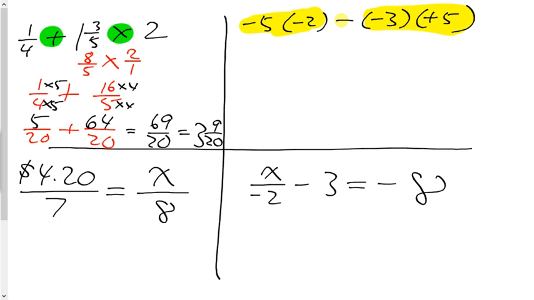So -5 times -2 is a positive 10. And a -3 times a positive 5 is a -15. I'm going to put that in brackets to separate it from my subtraction sign. Now I have a subtraction left. Easiest way to solve it is keep flip change. My answer is positive 25.